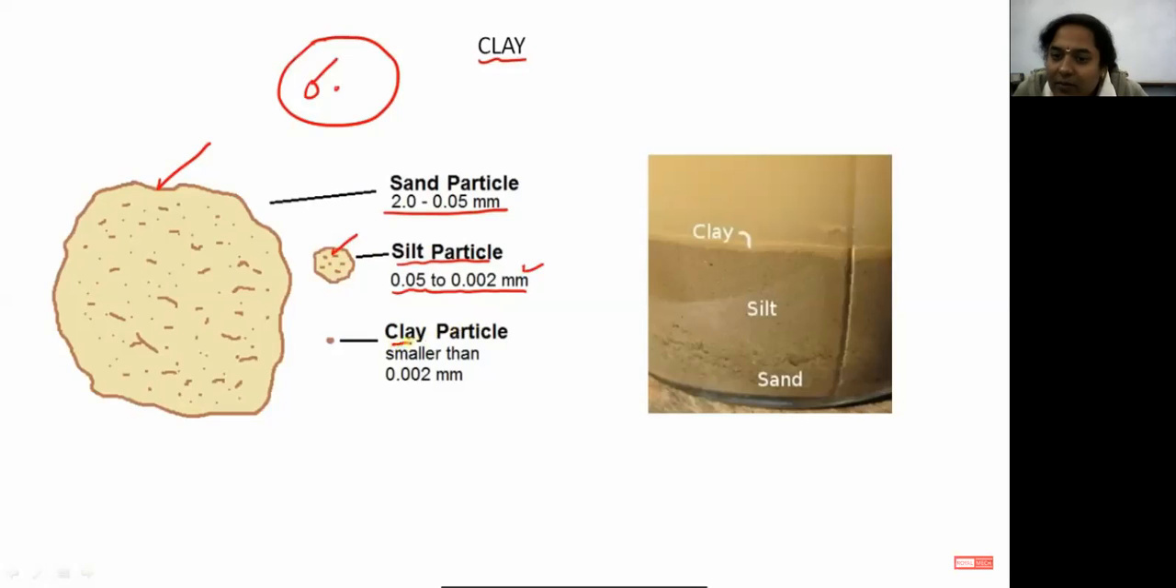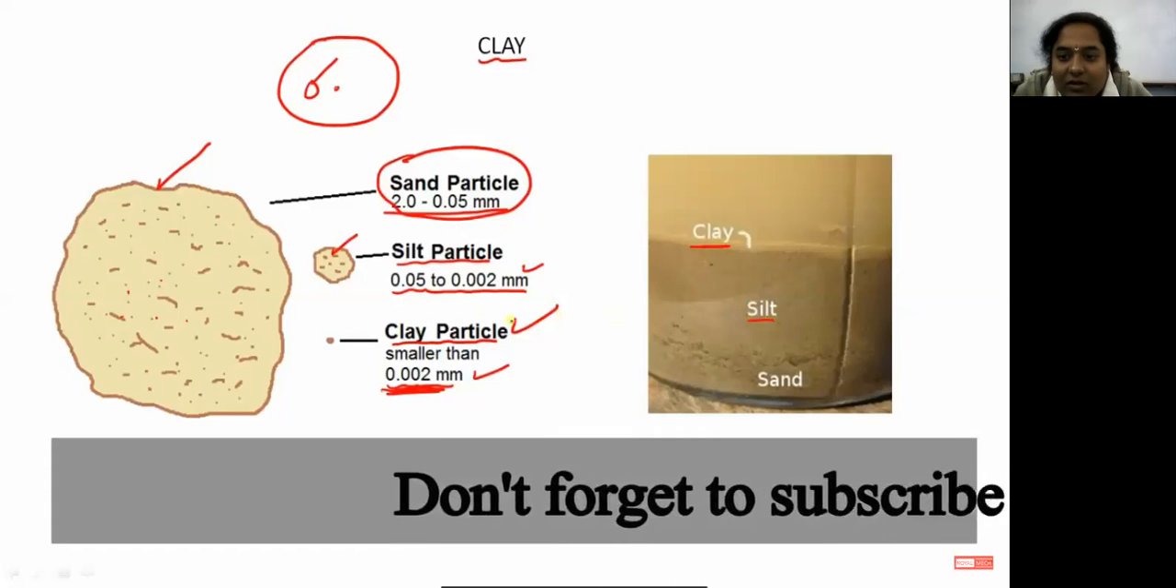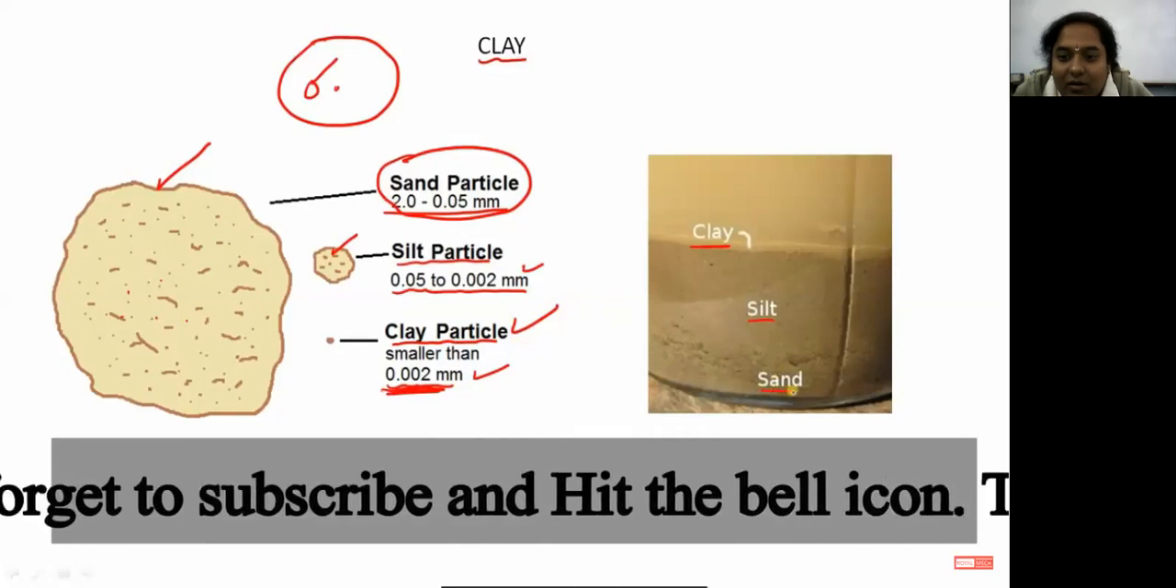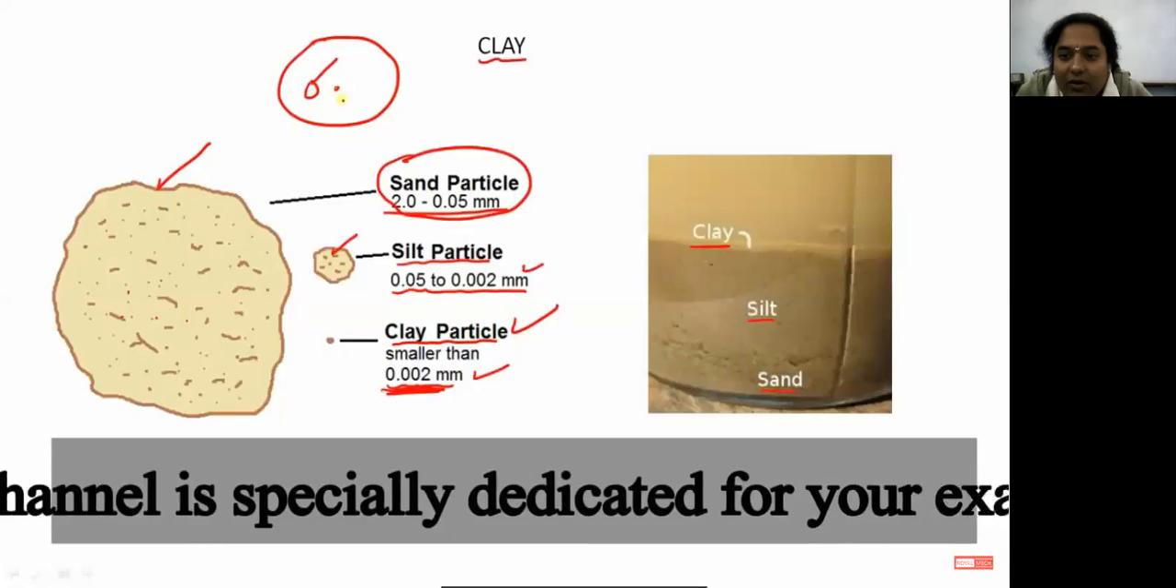In the image on the right side, sand is poured in a bottle with water, where you can see clay settled at the first layer, silt settled second, and sand settled at the bottom. You can see that the sand particle size is bigger than the clay particle size. Clay particle size is smaller than silt, and silt is smaller than the sand particle.